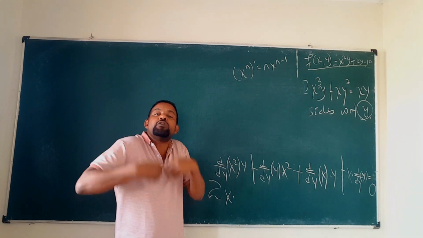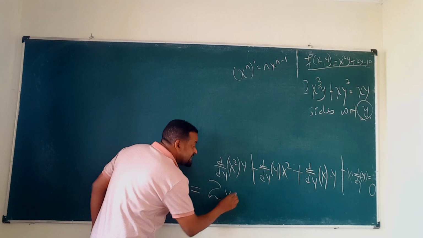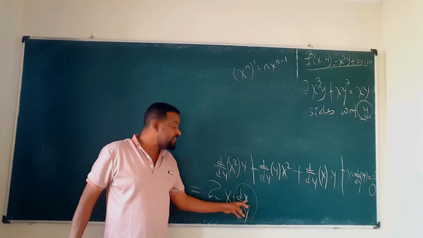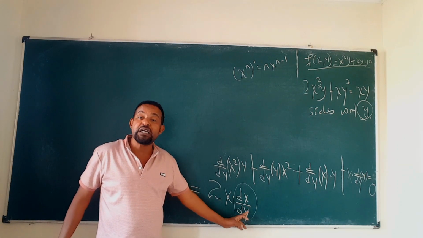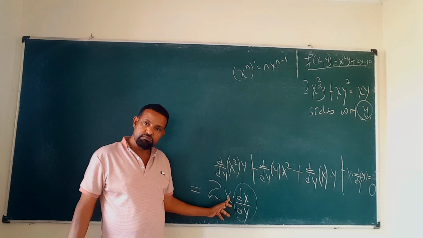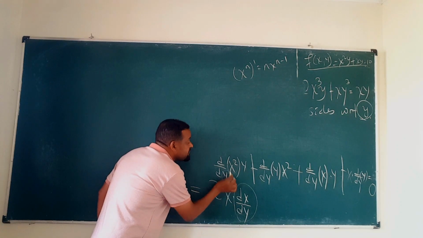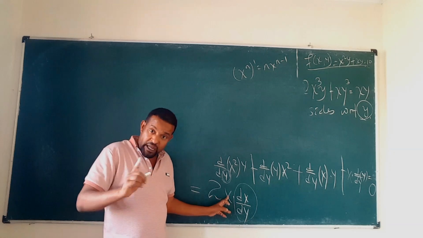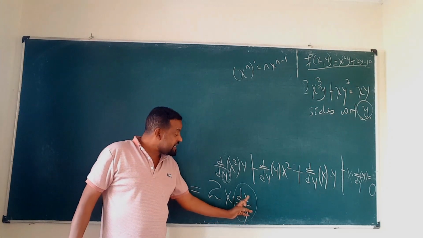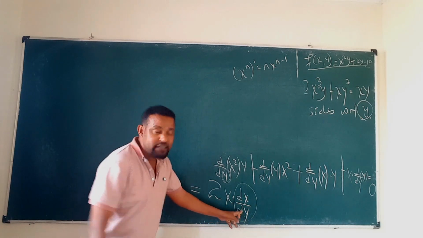But the derivative is not taken with respect to x; it is taken with respect to another variable, y. So the derivative of x squared is 2x, but the derivative is taken with respect to y, and we write it like this: dx with respect to dy. To repeat, the derivative of x squared is 2x, no problem at all, but here x is differentiated with respect to another variable, which is y, so we write 2x times dx by dy, times y.